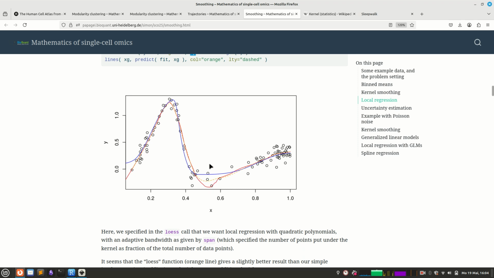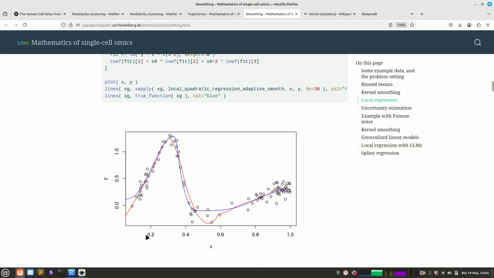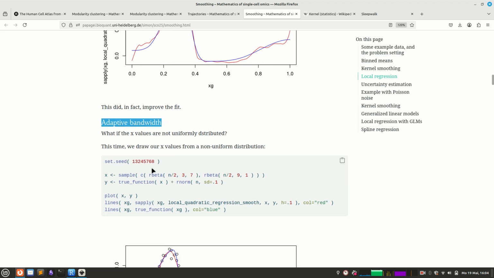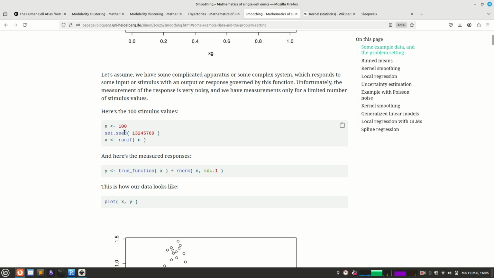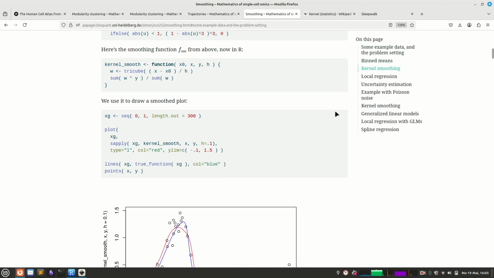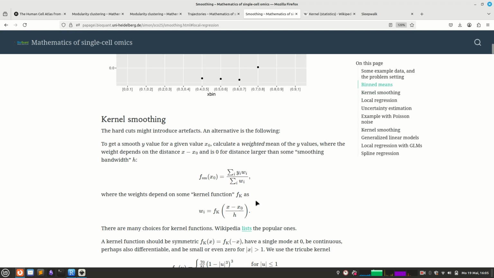I never figured out why this difference is, because in principle, my formula here should do exactly the same as lowess. What I've just accidentally skipped over here is the adaptive bandwidth. At the beginning, when I got my example data, I told it to choose 100 data points and choose 100 x values uniformly from the unit interval. But what if the x values are not uniformly distributed?